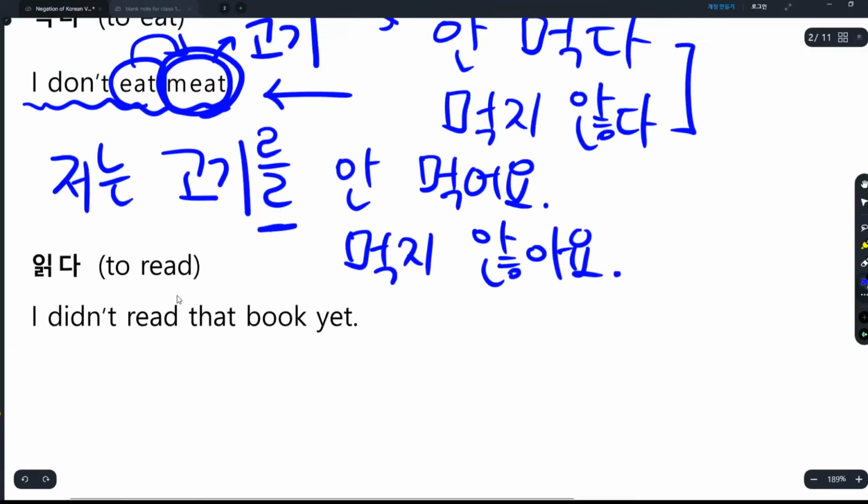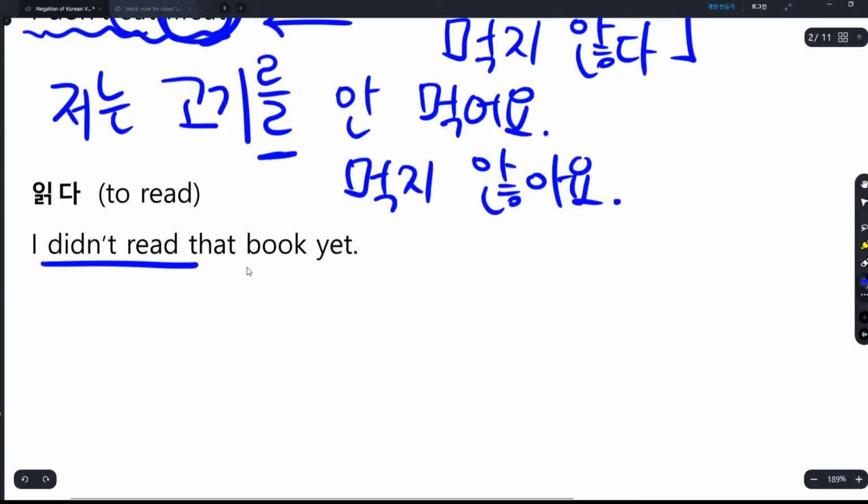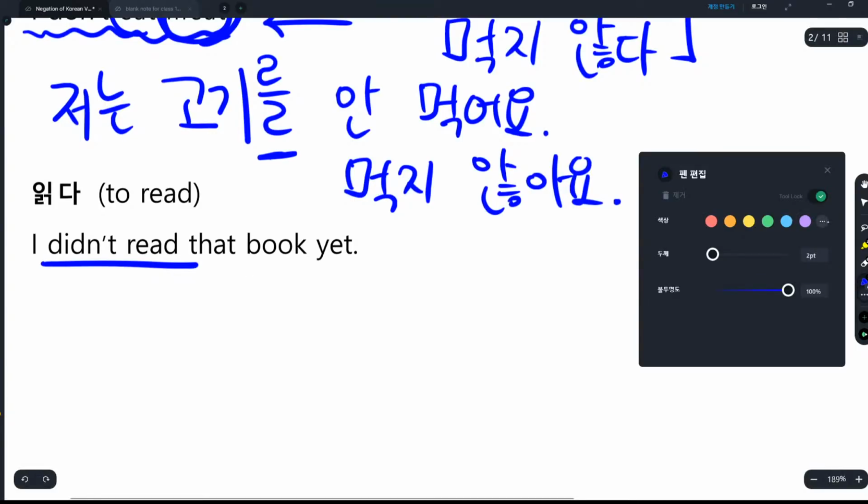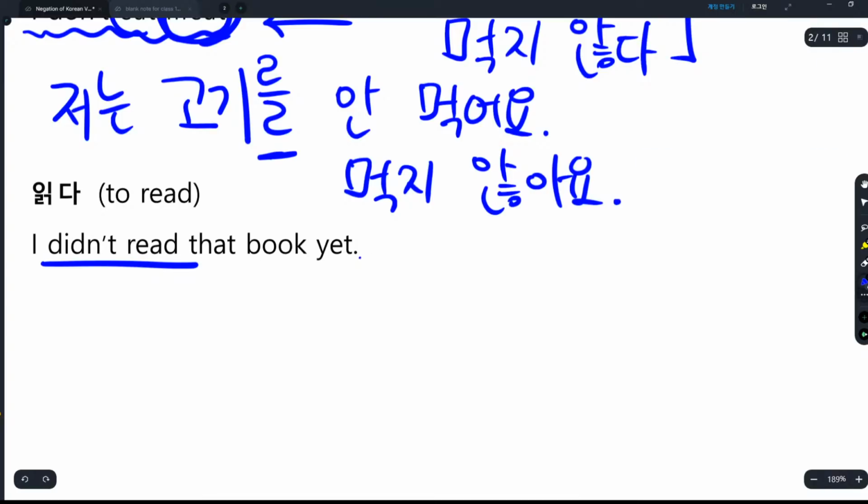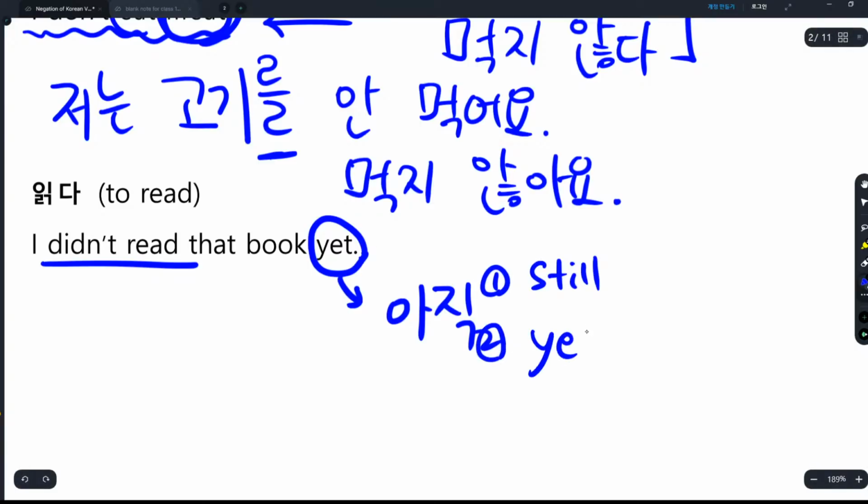And now let's move on to past tense, guys. So if you know how to conjugate verbs in past tense, this wouldn't be really difficult. You guys can do it pretty well. So, I didn't read that book yet. For yet, we can use 아직. 아직 is an adverb that means still or yet. And when 아직 is followed by a positive verb, it means still. And when 아직 is followed by a negative verb, it means yet.